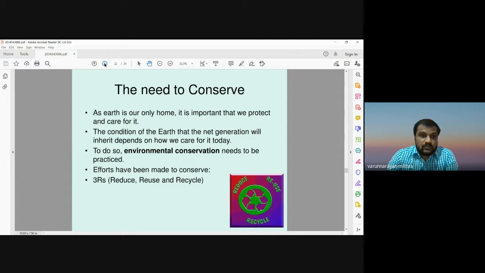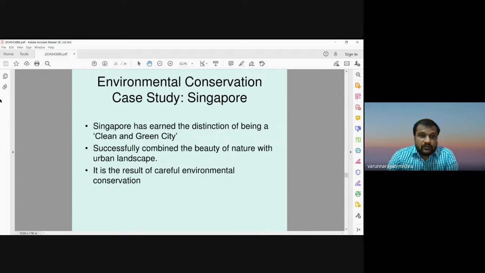Okay, so now moving to the next slide. This is a case study of Singapore that was done for environmental conservation. Singapore has earned the distinction of being a clean and green city of the world, and they have successfully combined the beauty of nature with the urban landscape.